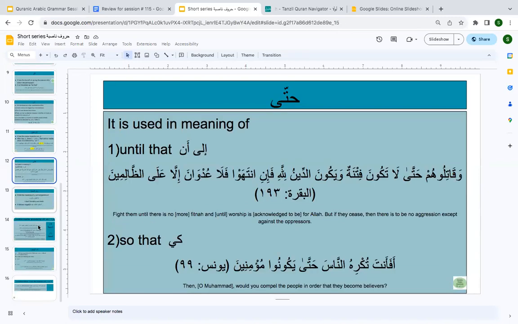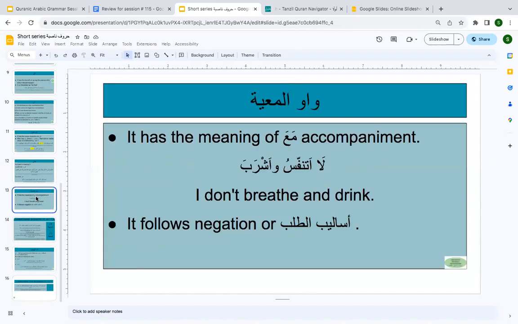And now I'm going to teach you about wawul ma'iyya, waw of accompaniment. Okay, so for example, when I say la atanaffasu wa ashraba, I do not breathe while at the same time I'm drinking. Does it make sense? Do you get a meaning that I do not breathe in my glass at the same time when I'm drinking? Are you with me, my dear sisters?